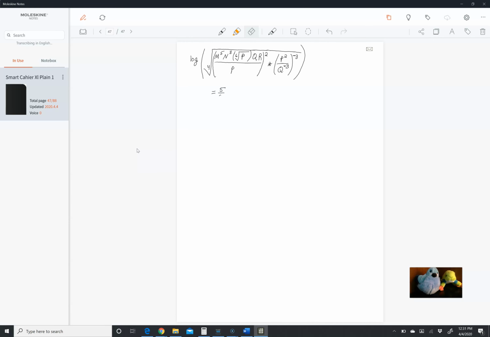What you get at the end is 5/2 log m plus 3/2 log n plus 1/2 log r minus 23/12 log p minus 7/4 log q. So you're going to have some fractions in there. Okay, and that's your final answer. So keep working through it until you get that.